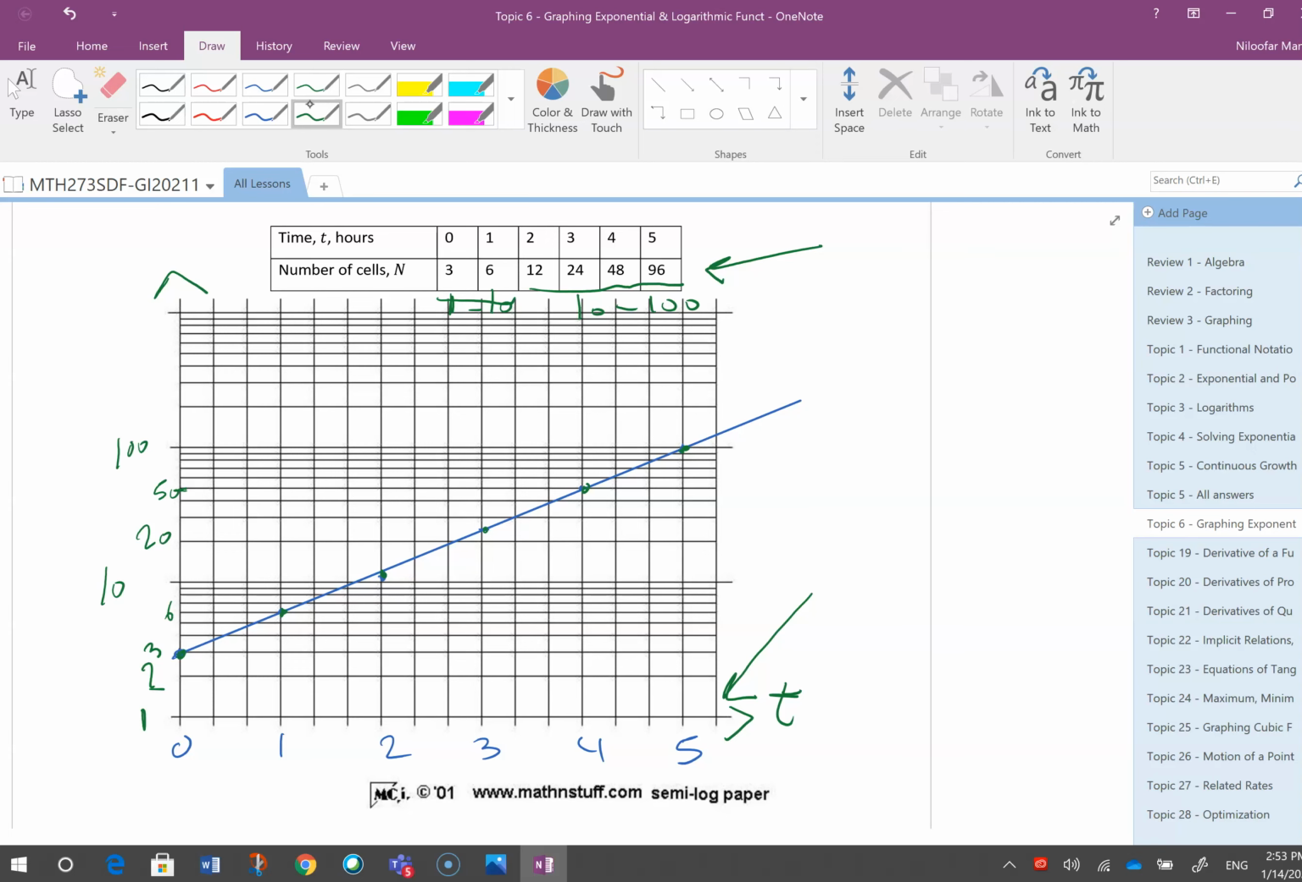Now if I ask you, for example, what is the result if I have t 2.5? You find 2.5 here. Then you go there, you find this, then you go here and find the value. It is much more accurate than if I don't have semi-log paper, which you saw before.